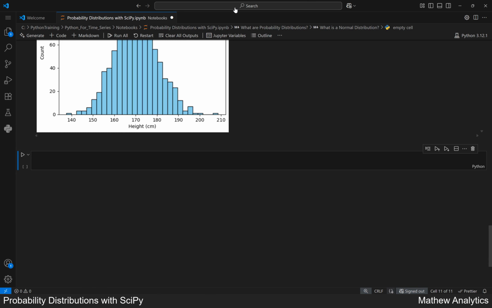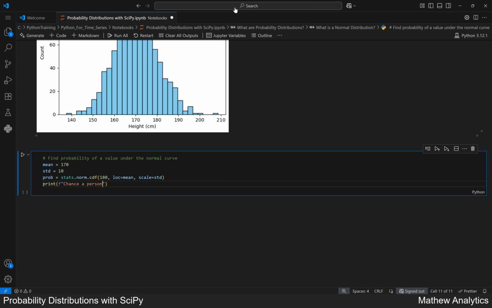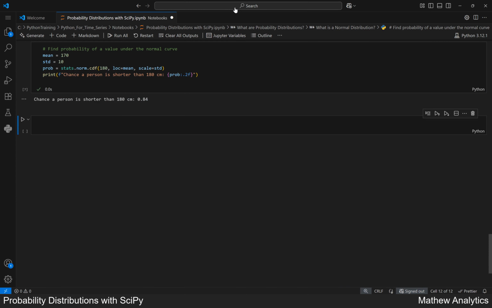Suppose you want to know the chance that someone is shorter than 180 centimeters. Set your average height. Set your standard deviation, which means spread. This line finds the probability using the normal curve. Here is the answer, written out, nicely rounded. Running the cell now. The binomial distribution.